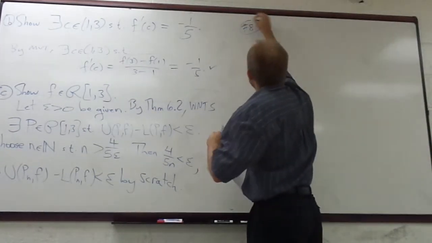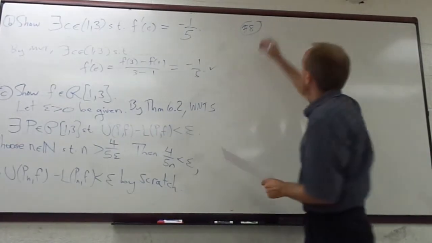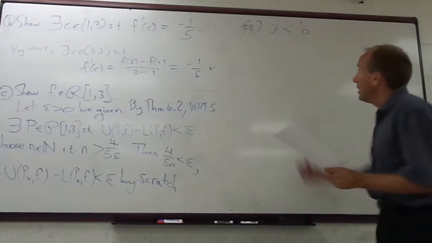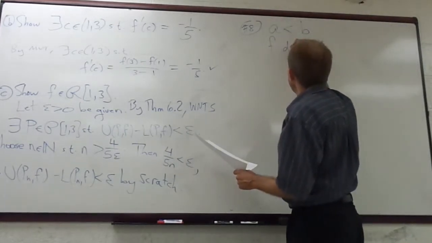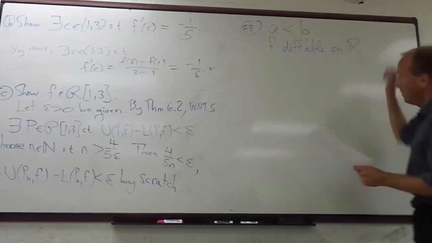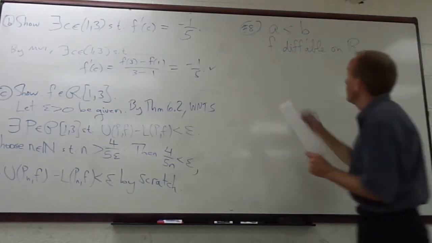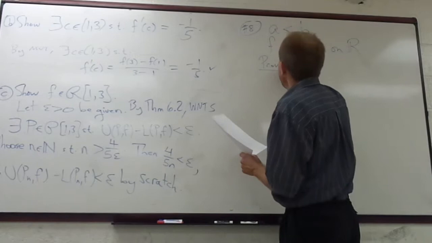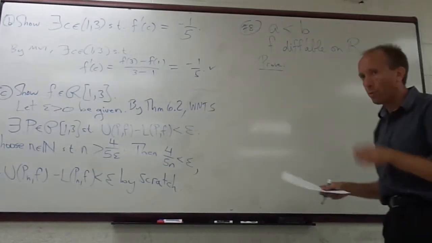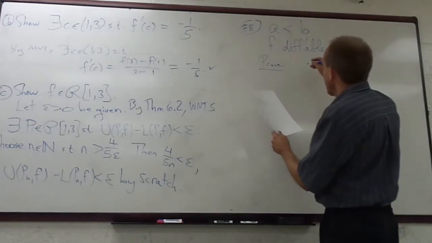Okay, so the very last one here, number 8. So it says start off with a less than b. Just take 2 different points, and assume f is differentiable on R. Prove. Oh, this is just a repeat of a similar example I did in a previous problem session, but it's been like 2 or 3 weeks. I just thought I'd practice one more time with you.